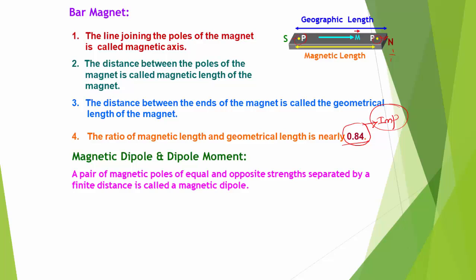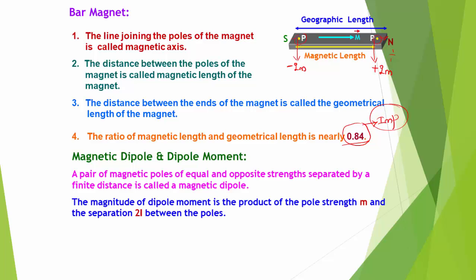A pair of magnetic poles of equal and opposite strength separated by finite distance is called magnetic dipole. Here there are two poles. They are equal in strength. We say plus QM, the north pole has plus QM pole strength, and the south pole is minus QM. They are equal in strength but opposite in charge, separated by finite distance or small distance. It is called magnetic dipole.